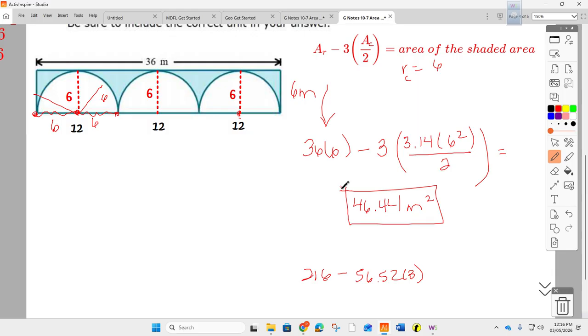Oh, sorry. 20 divided by 8. All right, so 20 divided by 8 is 2.5 pizzas.